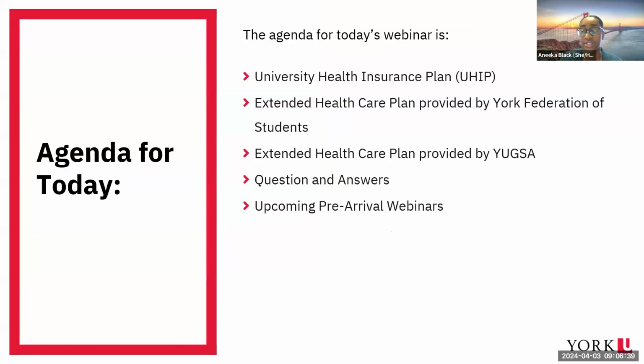In terms of the agenda for today, we will have UHIP, which is the University Health Insurance Plan. We'll talk about the extended healthcare plan provided by the York Federation of Students, YFS for short. And we'll also talk about the extended healthcare plan that is provided by UXA. We'll have our question and answer session, and then we'll talk a little bit about some pre-arrival webinars and events.